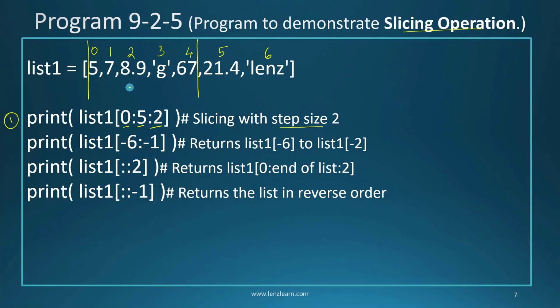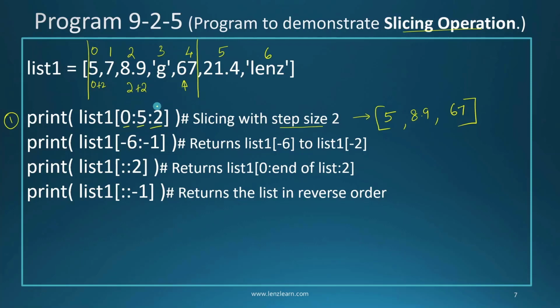So when you fix the step size as 2, the output list will be created like this. Initially it will take the first value in the list, so 5 will be printed. Next it will add 2 to this index value, so 0 plus 2, you will get 2. Now the value at index 2 will be printed, which is 8.9. Right now you are at index 2. Now you will add another 2 to go to the next index value. So 2 plus 2, that is 4. Now you will take the value at index 4, which is 67, and it will be written to the output list. And now you see you reach the end of the slicing operator. Now it will finish. So this is the list created by this slicing operation.